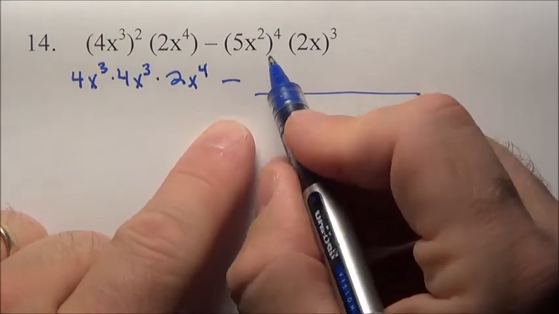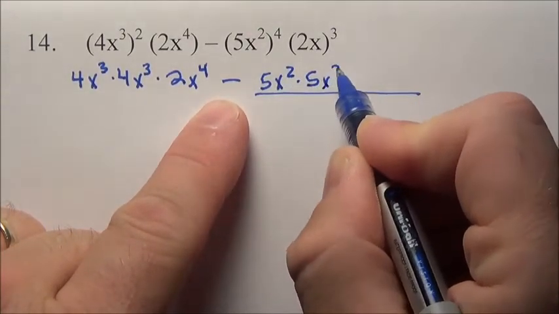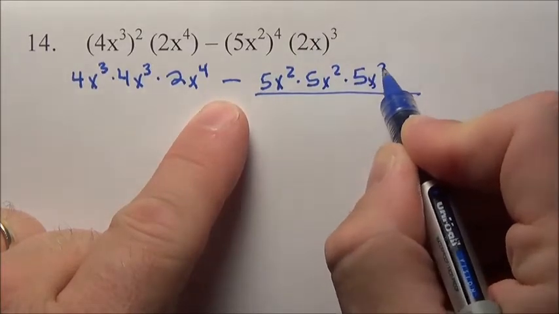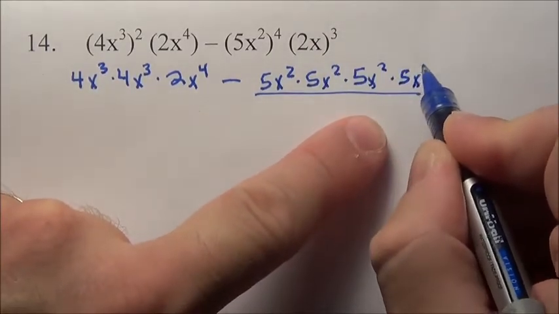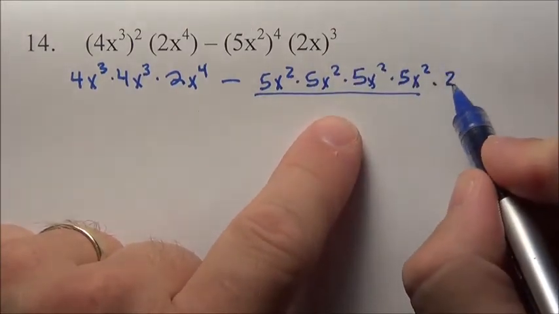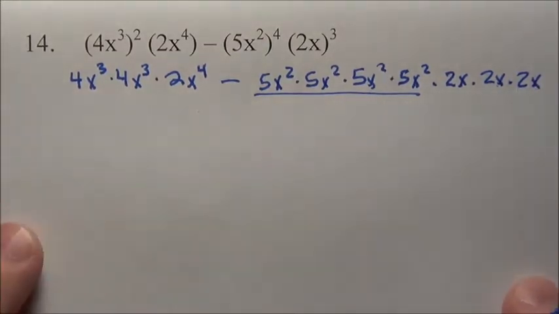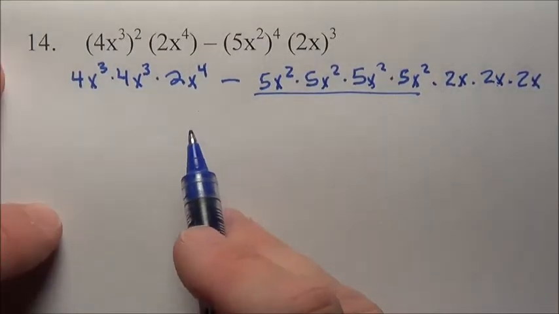5x, whoa, to the fourth, crazy. (5x^2)^4 means 5x squared times another one, times another one, times another one. Now times (2x^3)^3. So I have three of these: 2x^3, 2x^3, 2x^3. What was I thinking when I made this problem? Trying to make you work hard here.